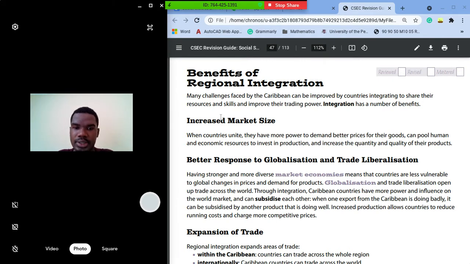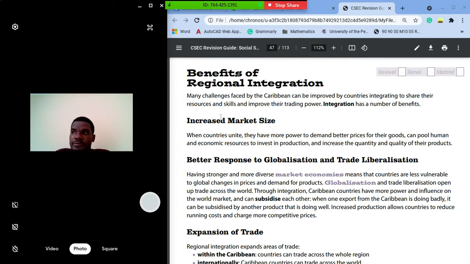Okay, no questions. So, regional integration has some benefits. Many challenges faced by the Caribbean can be improved when countries integrate and share their resources to improve trading power. Alright? So when two countries that have similar trading standards want to improve and don't see any chances alone, they can merge their markets together and increase the market size. So we call this countries uniting. Alright? So that's the first benefit: increased market size when countries unite.